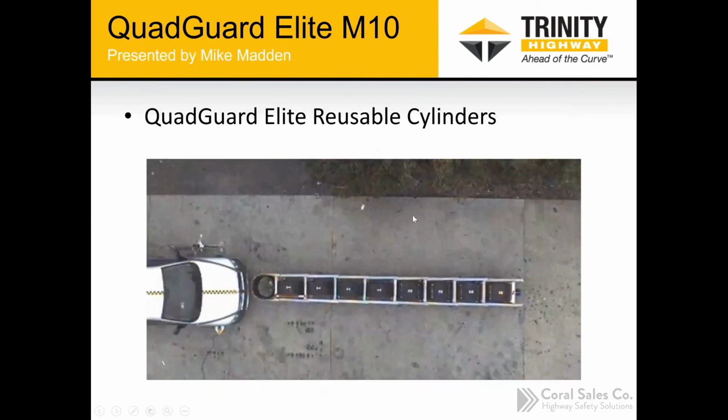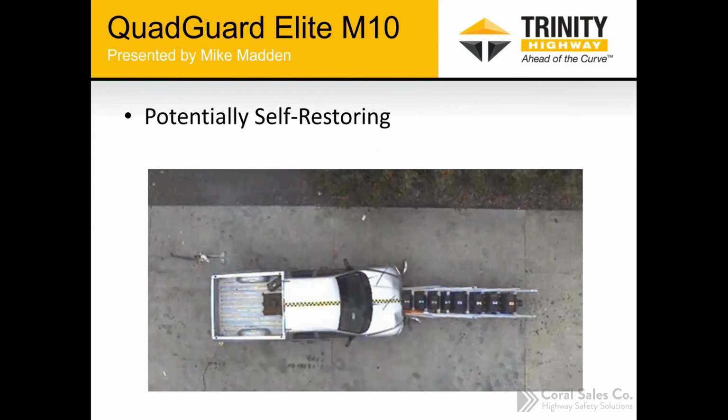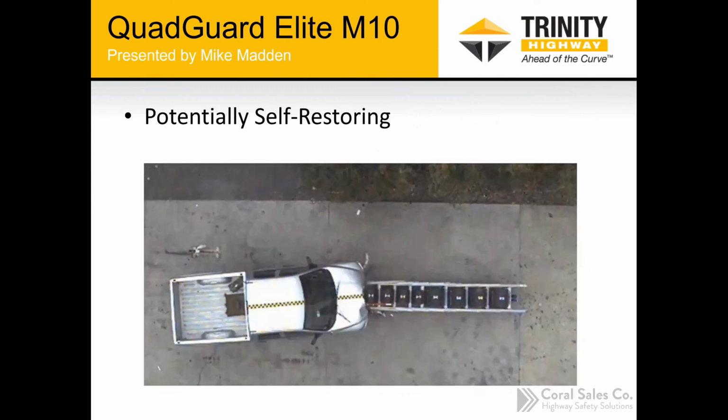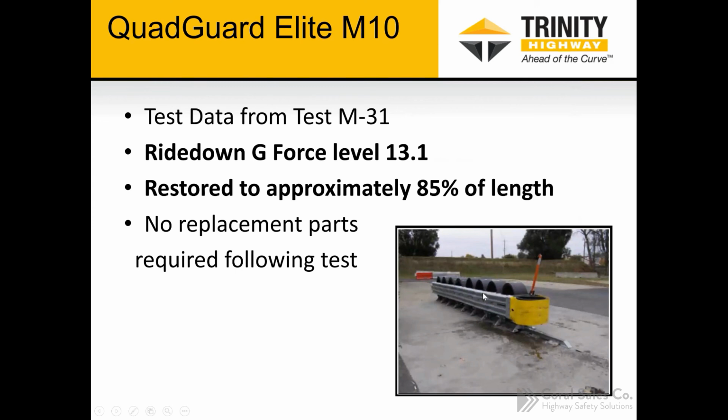And then the reusable cylinders, I like to demonstrate and show how they reshape themselves. The real benefit you'll see here is the residual capacity. So as this vehicle comes in, the energy is absorbed, the vehicle's brought to a stop. It does push it back slightly, but again, the system resets itself to nearly 85%. So here's the post-impact picture of that crash test. The system's out at about 85% of its original length.